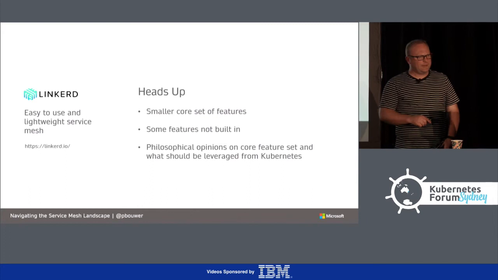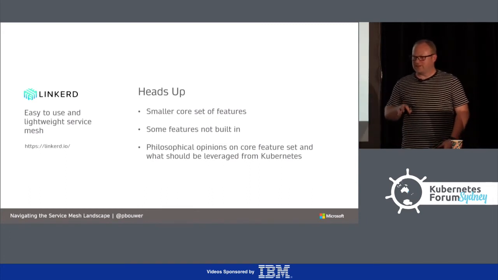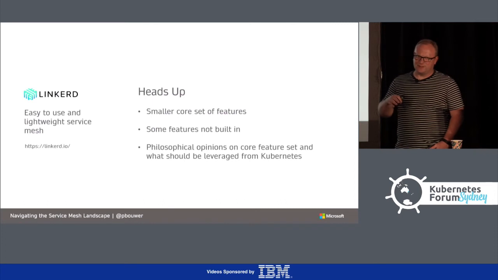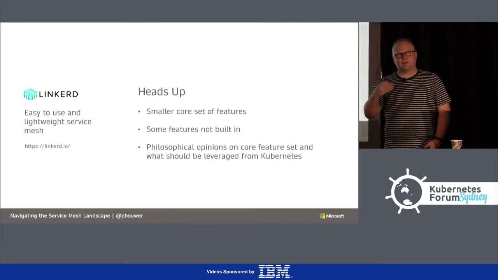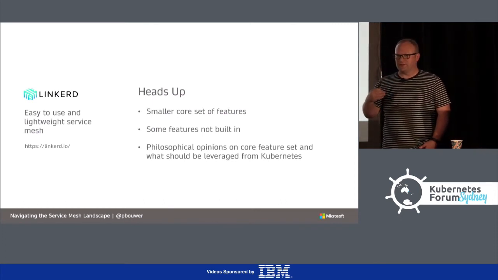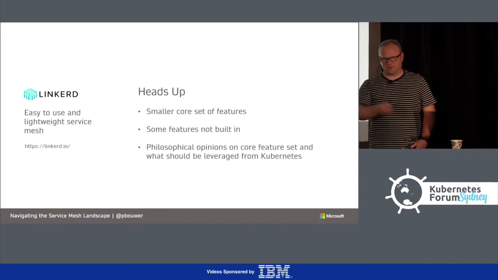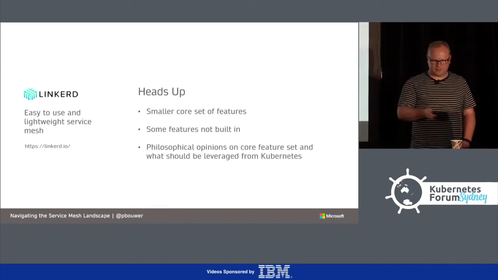So just a heads up here, as I mentioned, it's a smaller set of features that Linkerd will implement. Some of the features are not built in, and the philosophical opinions point at the end there was because of their design principles, they typically will not put things into mesh features that Kubernetes can provide natively. So it's just trying to understand how you would do this versus in Istio or one of the other meshes. So it's just something to consider.